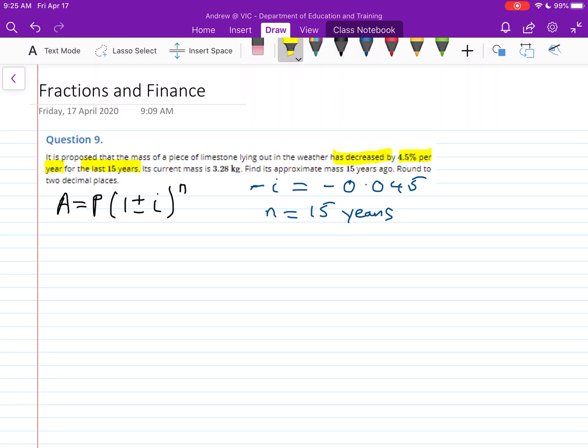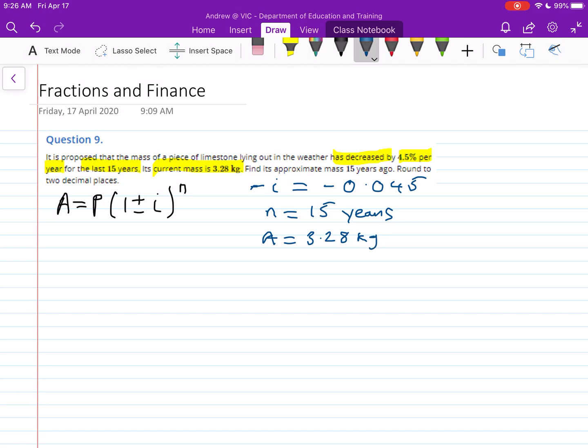We also have our next bit of important information. Its current mass is 3.28 kilos. Okay, so that's what it is after the 15 years. So it finds its approximate mass 15 years ago. So that means that it's going to be a lot bigger than it is right now. So that bit of information there, the current mass, that's our amount that we have now. So that's our A value. Oh, sorry about that. That's an ugly A. That there is 3.28 kilograms.